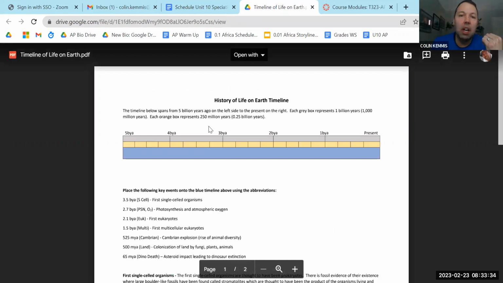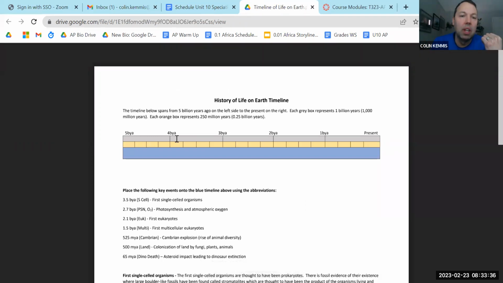And then the last assignment here, the timeline of life on Earth. 4.5 billion years ago, we had Earth forming. 3.5 billion years ago, we had life starting. 2 billion years ago, we had the first eukaryotes. Then the first photosynthesis. And then we had the beginning of life as we know it on Earth, called the Cambrian explosion.